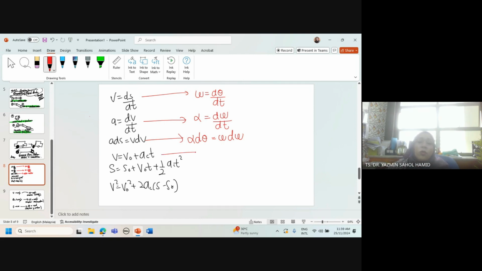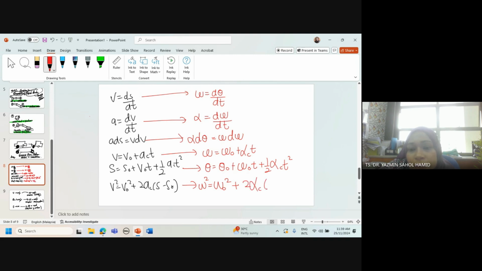So the rest will follow on, whereby this will be omega equals omega naught plus alpha c t. And then we have theta equals theta naught plus omega naught t plus 1 over 2 alpha c t squared. And lastly, we have omega squared equals omega naught squared plus 2 alpha c (theta minus theta naught).